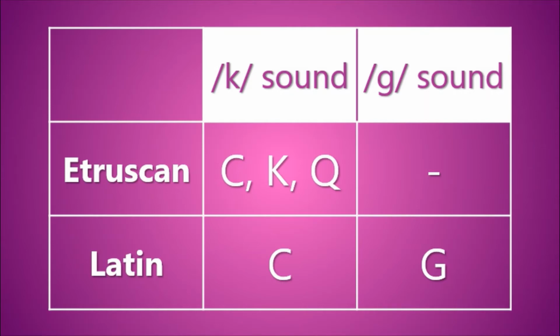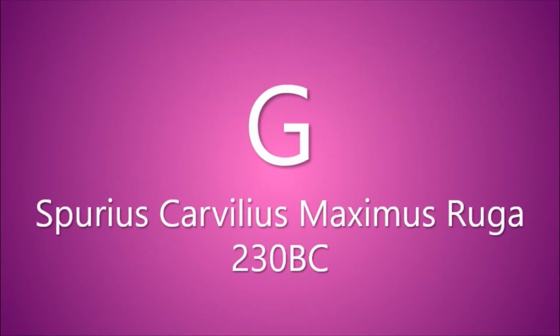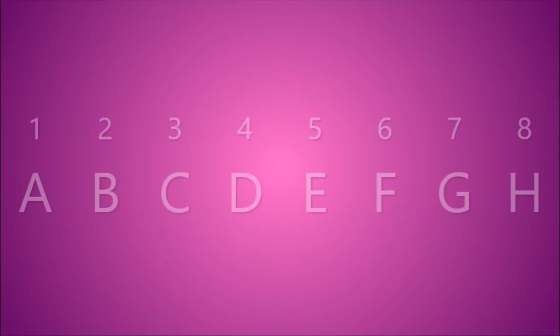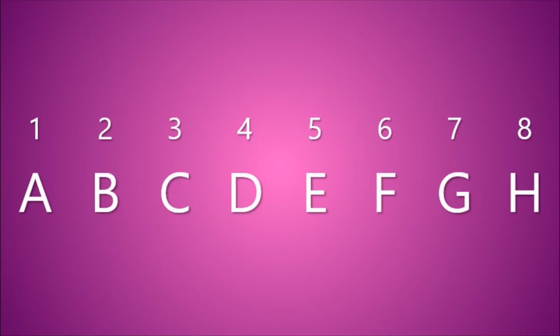So G was made as a variant to the letter C, and we think popularized in around 230 BC by schoolmaster Spurius Carvilius Maximus Ruga. Why then has it ended up as the seventh letter of the alphabet between F and H? We might expect it to be put next to C in the alphabet, or just thrown in at the end.